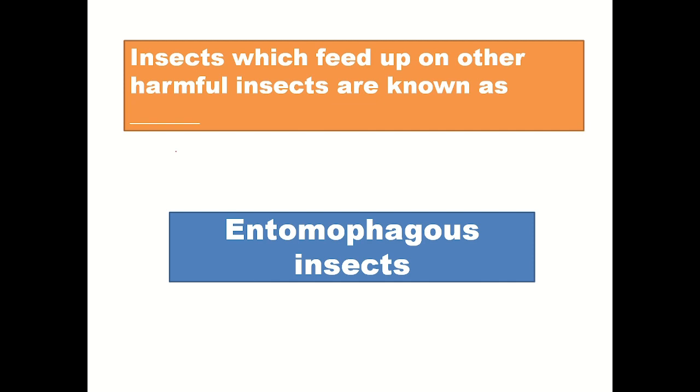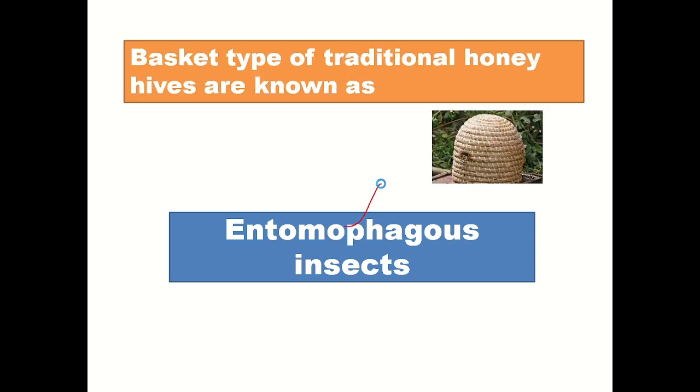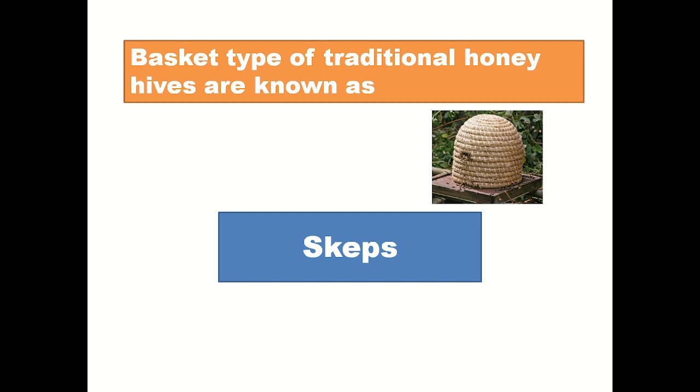Insects which feed upon other harmful insects are known as entomophagous insects. Basket type of traditional honey hives are known as skeps. Bees are capable of flying at a speed of 25 to 30 kilometers per hour.